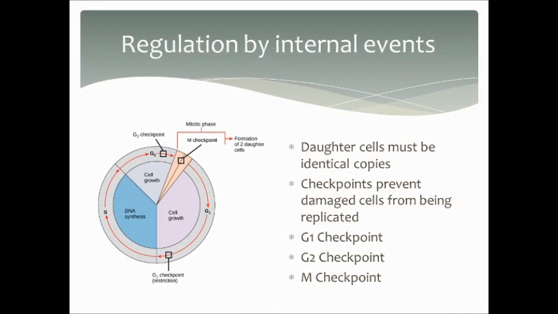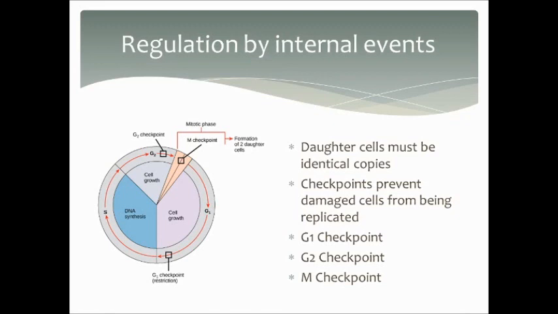It can also be regulated by internal events. So, as we previously said, the daughter cells that are produced by mitosis are identical copies of the parent cell, the original somatic cell. So, there's a lot of regulation that takes place to ensure that those daughter cells are exact copies, because mistakes do happen. So, there are checkpoints throughout the cell cycle that prevent damaged cells from being replicated. If there are any mutations that occur, if there are any genes that are out of place, there are checkpoints to ensure that those cells will not go on to finish their replication.